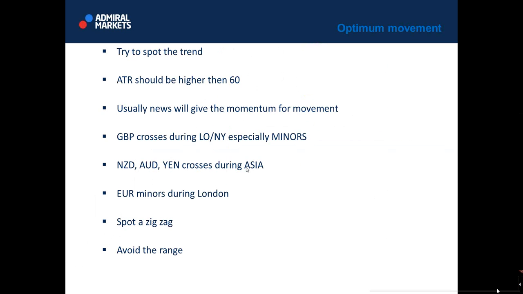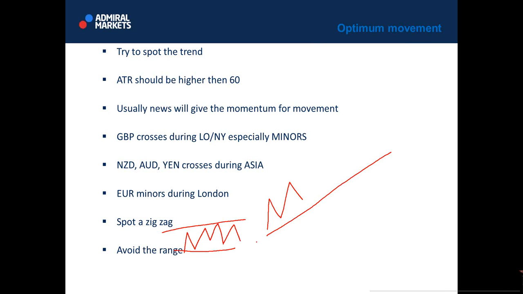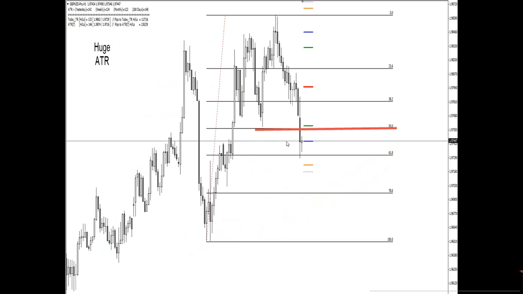So, guys, optimum movement is spot a zigzag. If you see a nice trend, spot a zigzag. Avoid the range. You don't want to trade the range even if ATR is big. So trend plus ATR gives you this. This was an indeed good movement. Now, this can also be considered good from this point.